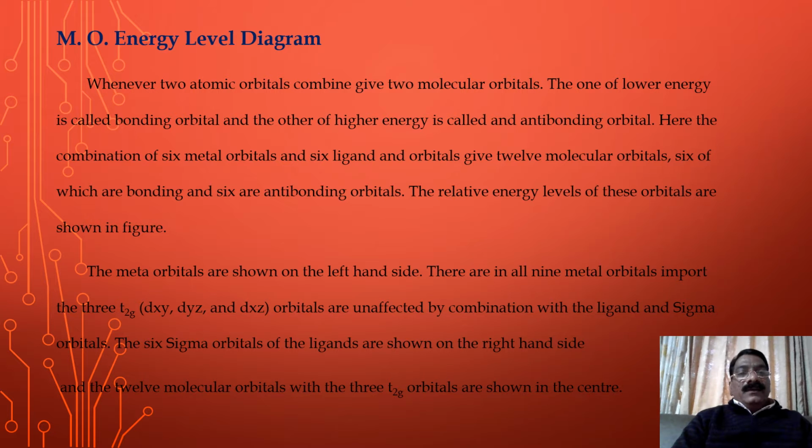The metal orbitals are shown on the left hand side. There are all the 9 metal orbitals, in which the 3 T2G orbitals are unaffected by combination of the ligand sigma orbitals. The 6 orbitals of the ligands are shown on the right hand side and the 12 molecular orbitals and the 3 T2G orbitals are shown in the center.